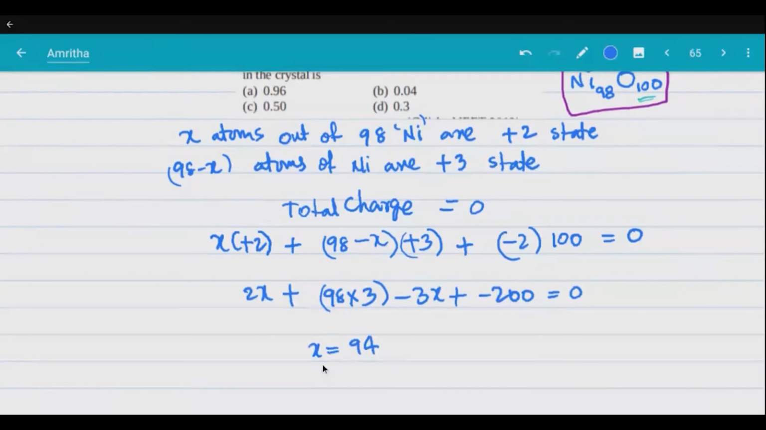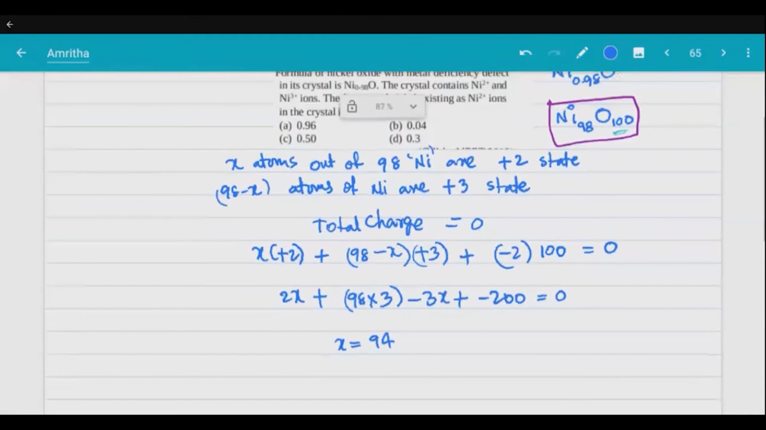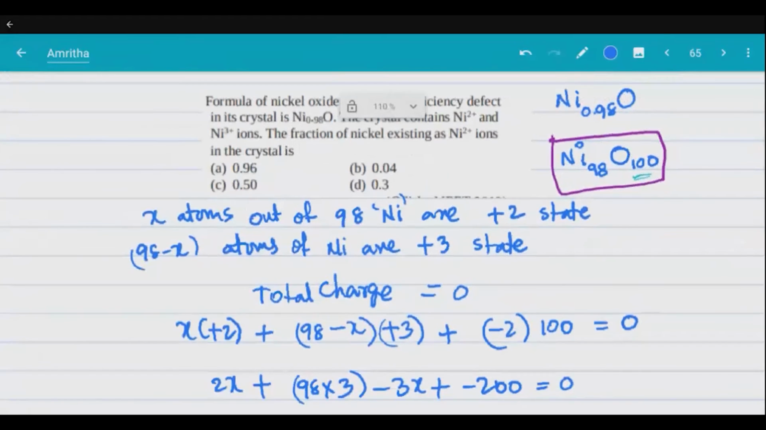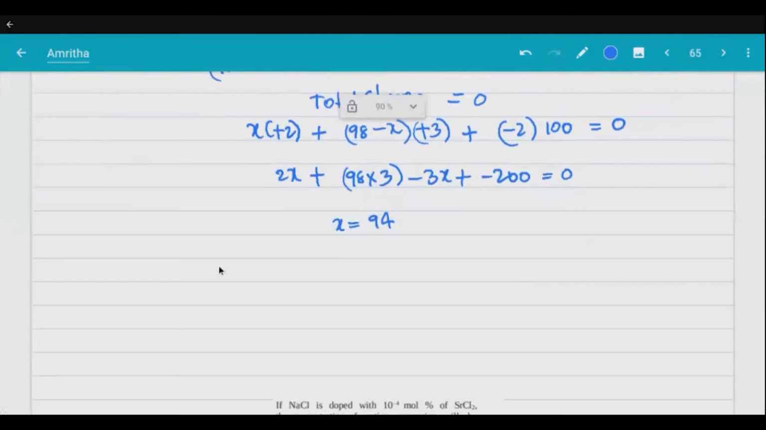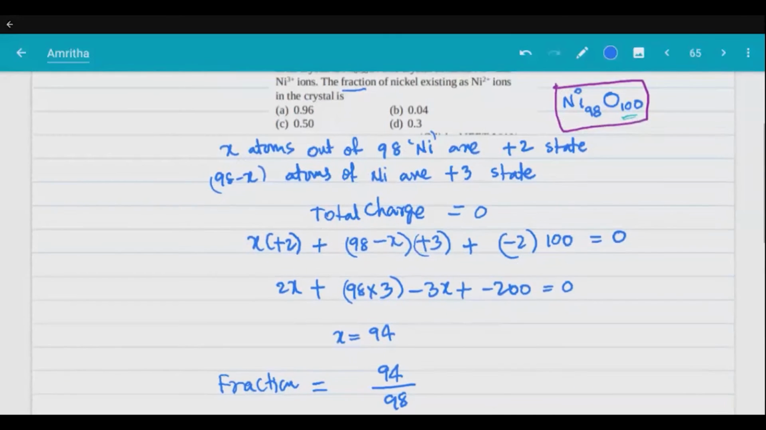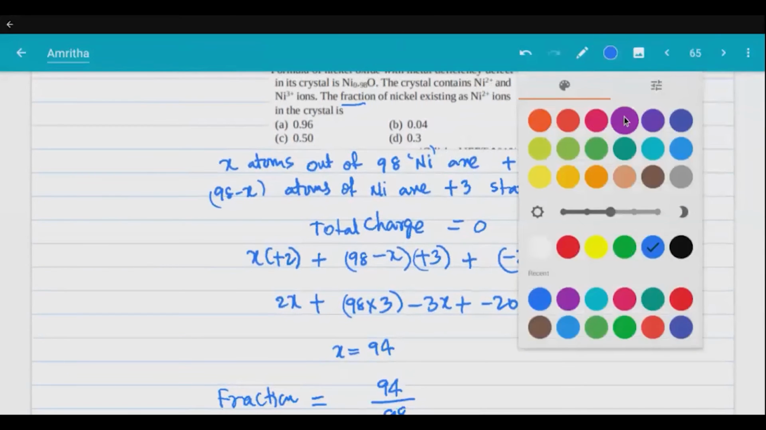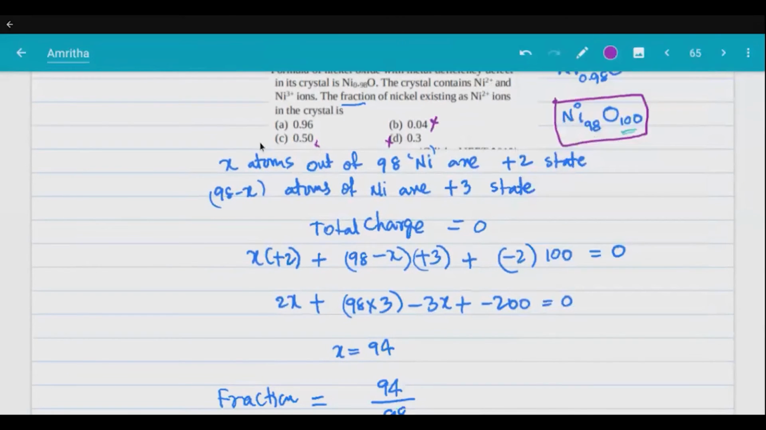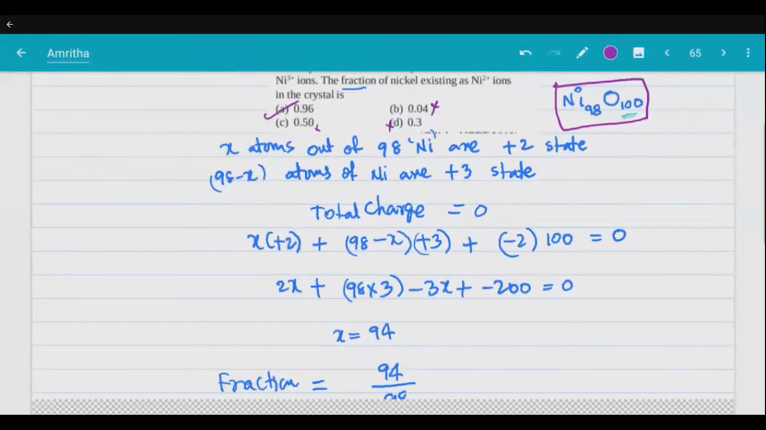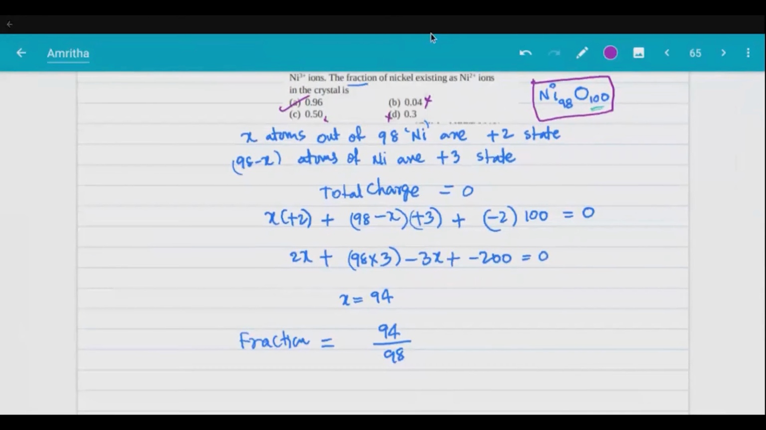x equals 94. So what is the fraction? x is the number of atoms in the plus 2 state, but they're asking for the fraction, right? So the fraction of atoms is equal to 94 by 98, out of 98, 94, right? So what is the answer now? You can clearly eliminate the options. 94 by 98 can't be this, it can't be B, C or D. It is more than 95%, right? 94 by 98 is 0.96. Okay. Understood?